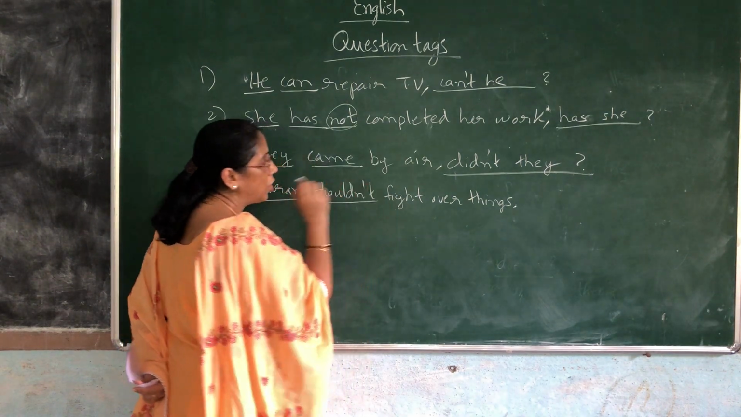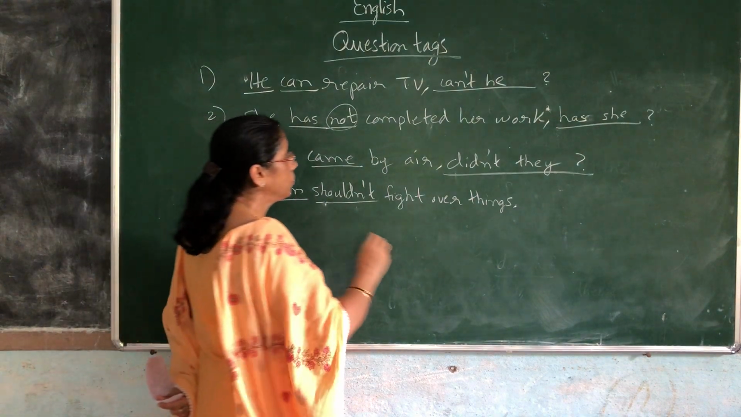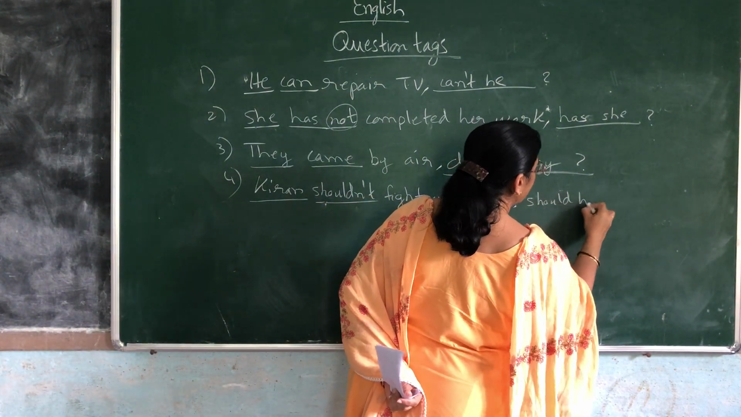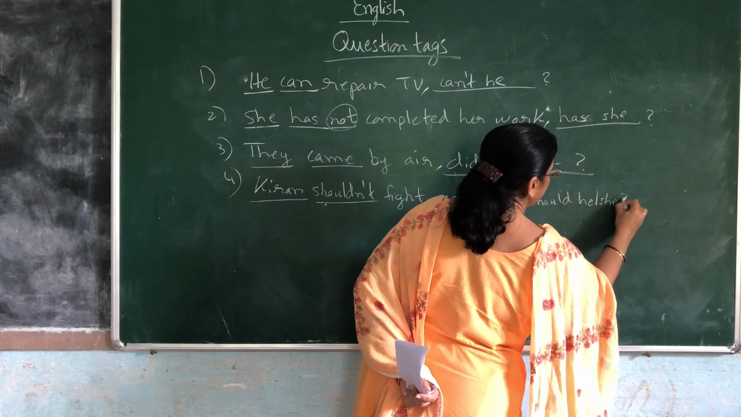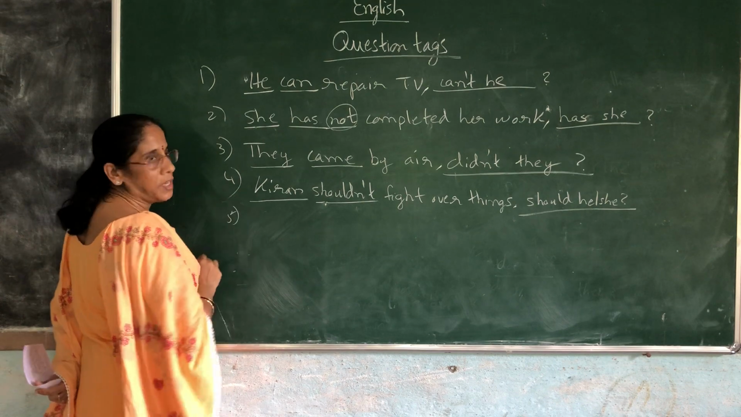And shouldn't indicates what? This is a negative sentence. So what should you do? So shouldn't is there, ma'am. Should he or should she? He or she, you can take. Okay. Now next.